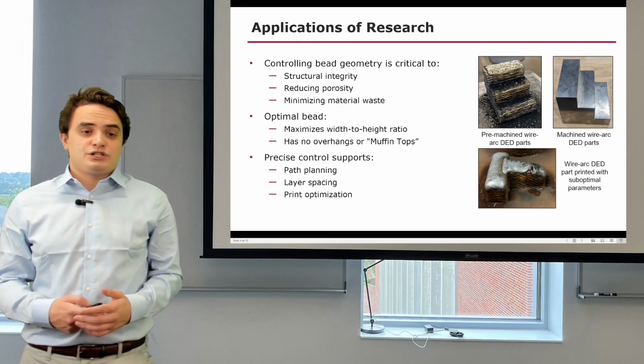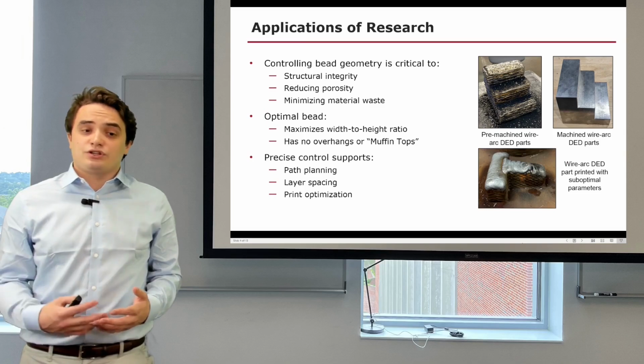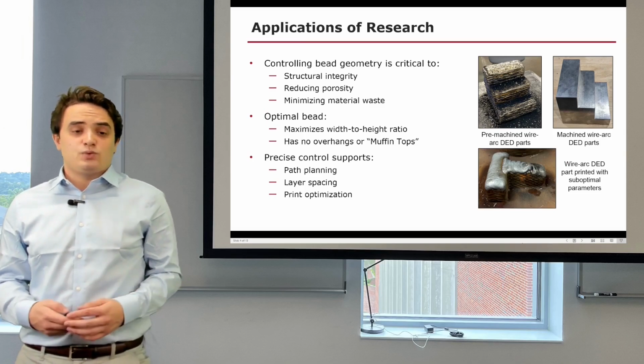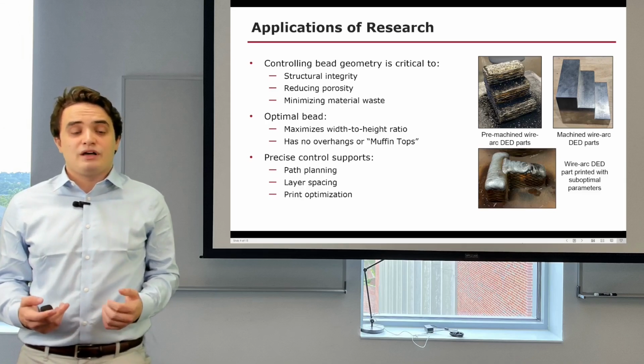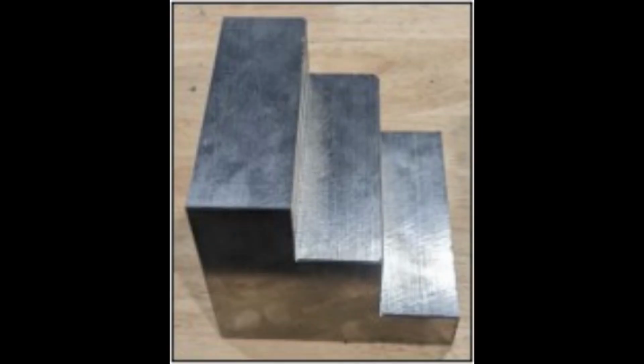So some of the applications of this research: by being able to control the bead geometry, we can increase structural integrity, reduce porosity, and minimize material waste. An optimal bead is one that maximizes the width to height ratio and has no overhangs or muffin tops. And with precise control of bead shape, we can have better path planning, better layer spacing, and print optimization.